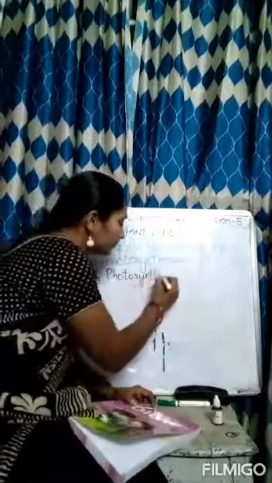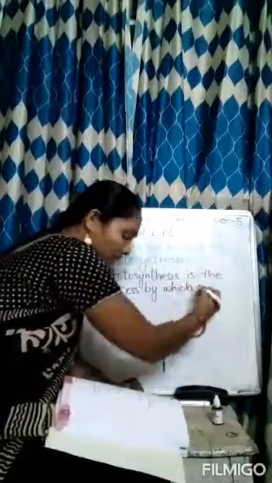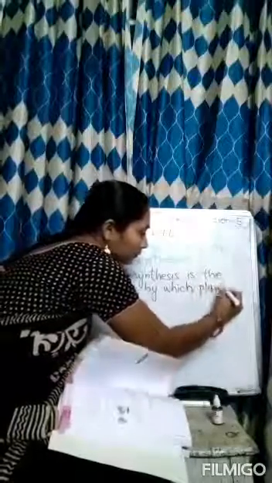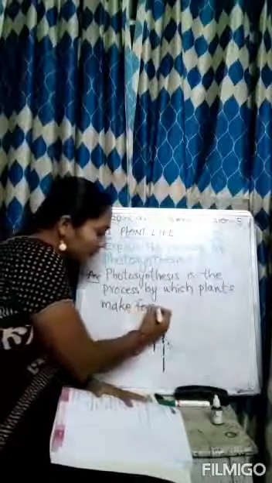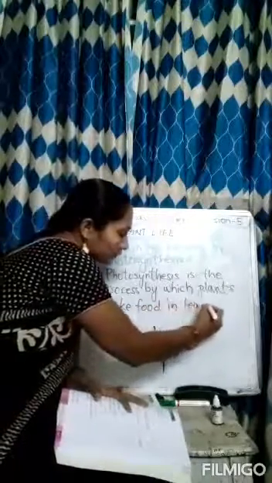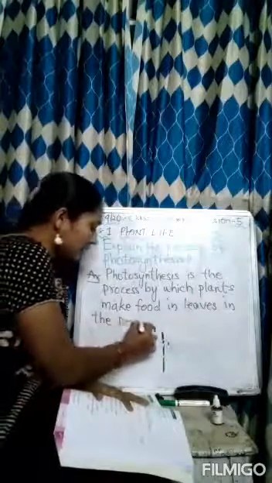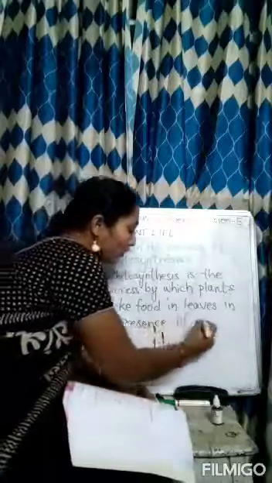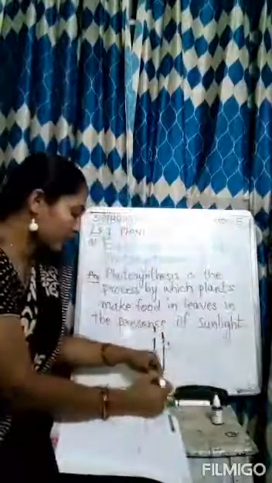Photosynthesis is the process by which plants make food in leaves in the presence of sunlight.